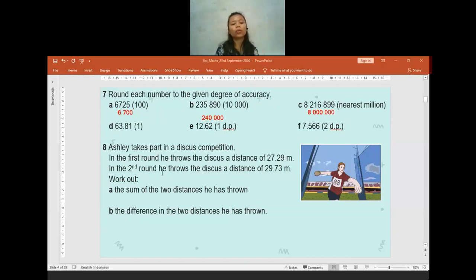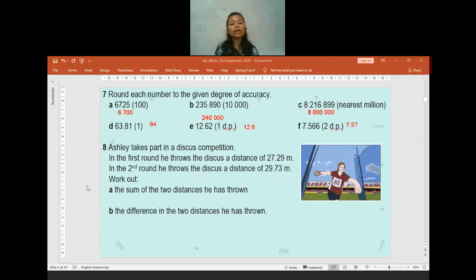And then for question D, we have to round off the number to the nearest whole number. Yes, correct. It will be 64. Thank you so much. For question E, round off the number to the nearest one decimal place. Yes, correct. It will be 12.6. The last number in question 7, round off the number to the nearest two decimal places. Yes, it will be 7.57. Any different answer maybe? Maybe I made a typo or anything, you can tell me, because sometimes I make so many typos. Oh, you are confused with question C. Okay.